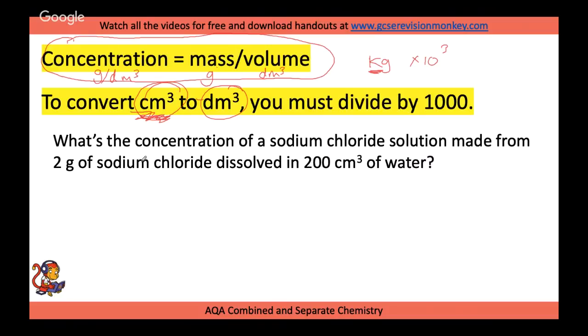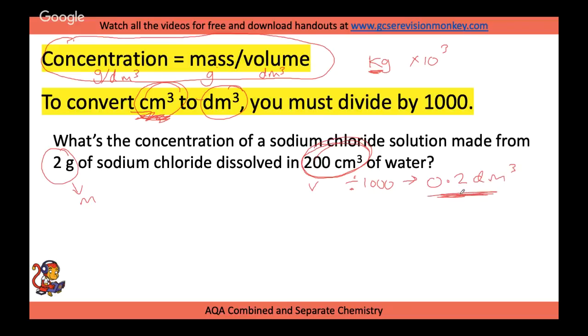So let's look at this one. It says, what's the concentration of a sodium chloride solution made from 2 grams, that's the mass, of sodium chloride dissolved in, there's your banana skin, 200 centimeters cubed of water. They're trying to make you slip up. So that's the volume, but we need to divide that by 1,000 to turn it into decimeters cubed. So we get 0.2 decimeters cubed.